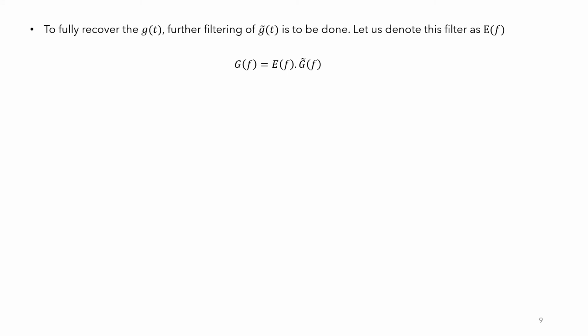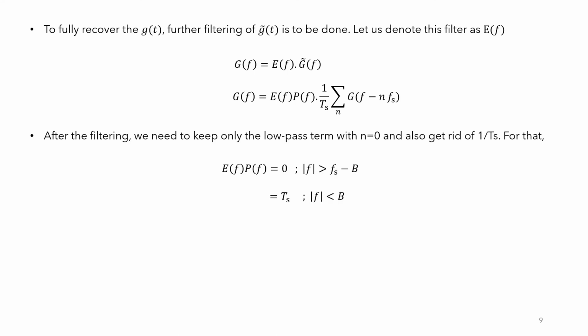Substituting the equation for G tilde(f), we see that when we fix E(f) into P(f) as shown for these frequency ranges, we can reconstruct our signal. These types of filters like E(f), which we require to fully recover the signal, are called equalizers.